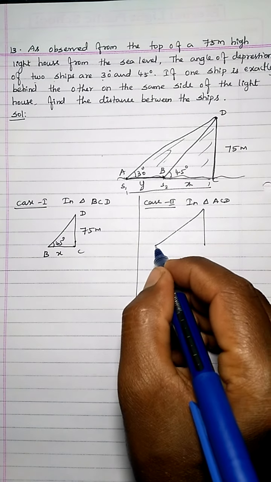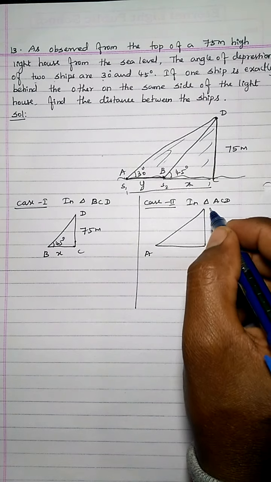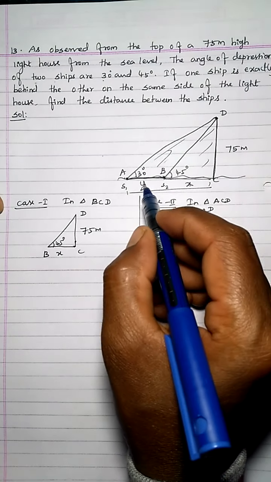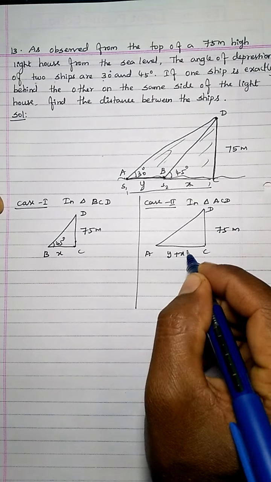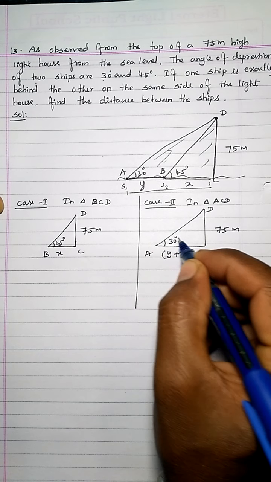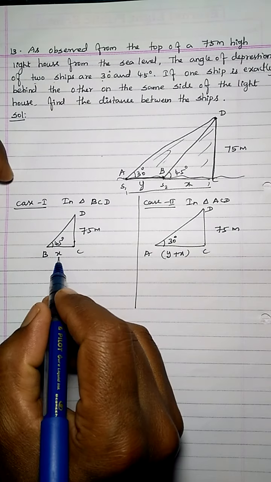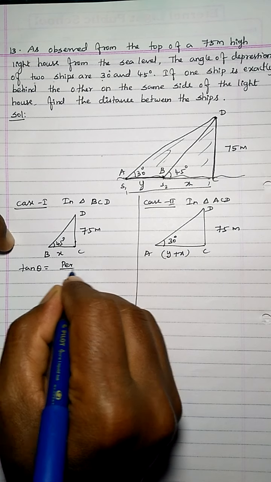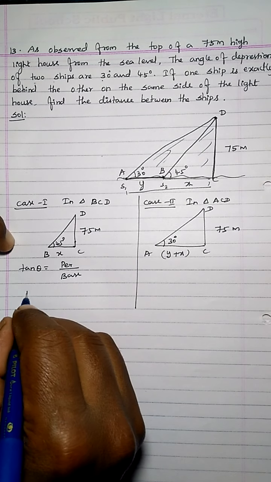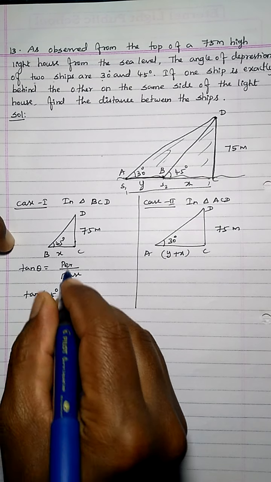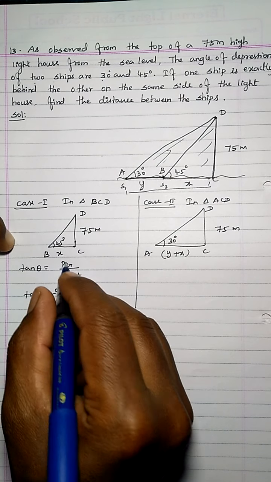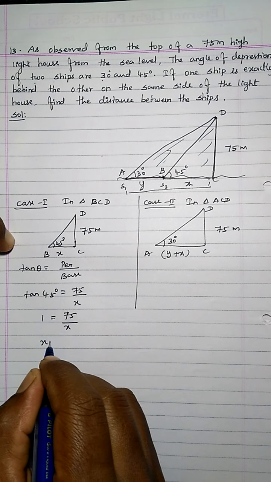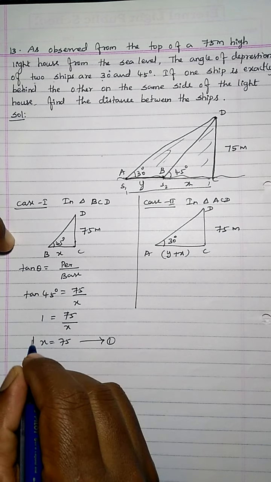So let's draw the diagram, we'll understand. A, C, D. C to D distance, the height, is the same, 75 only. Now A to C distance is y plus x. Okay, then the angle here we have is 30 degree. Now let's apply the formula, base and perpendicular. So the common formula: tan theta equal to perpendicular by base. So tan theta, here we have 45 degree, perpendicular we have 75, by base is x. So tan 45 value 1 equal to 75 by x, x equal to 75 is the equation number 1.